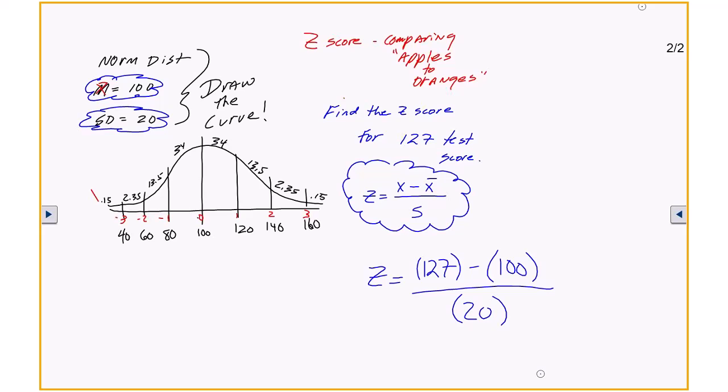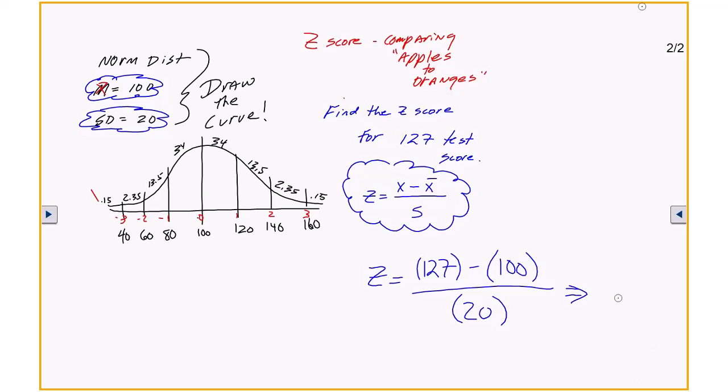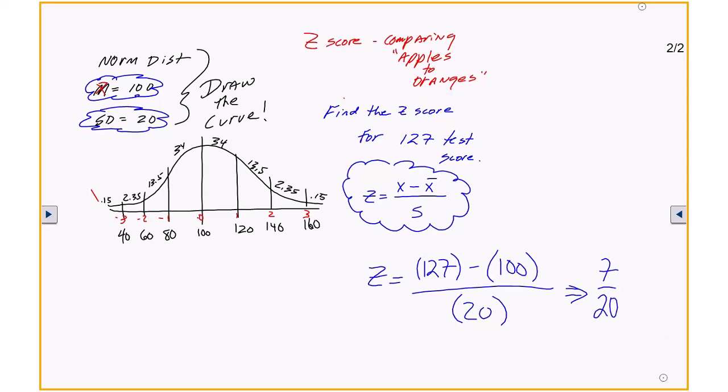But I'm going to show you something else. I don't want the answer right now. 7 over 20. And we're going to hold right now. Go back to the empirical rule. We're going to take the blue marker. Where is 1.7? Where is 1.7 on our Z-score? It's between 1 and 2, right? So that's 1.5 right there.